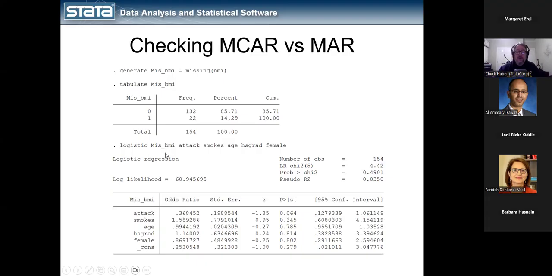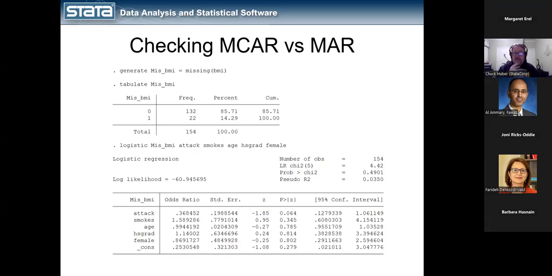Then what we're going to do is use that indicator variable as the dependent variable in its own logistic regression model. So the binary dependent variable here is missingness of BMI. And we're going to include the covariates attack, smokes, age, HS grad, and female. I know this is kind of a misuse of p-values. We're doing sort of a fast and loose thing here, but if we just skim down the p-values really quickly, we can see that none of these are less than 0.05. And we're not adjusting for multiple comparisons or any of that. We're just informally using p-values as a quick guide.